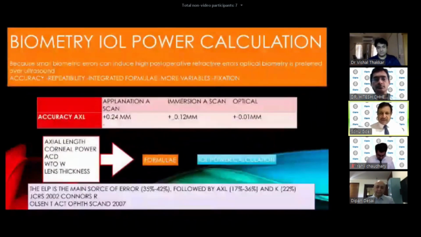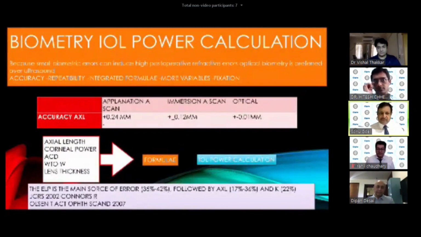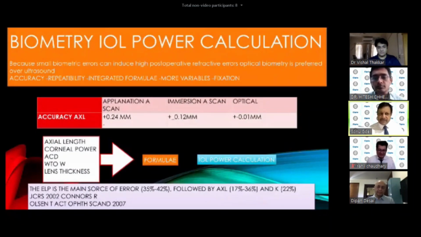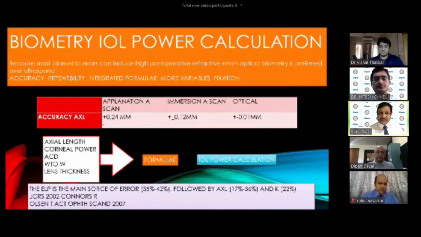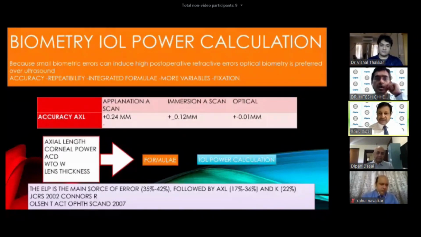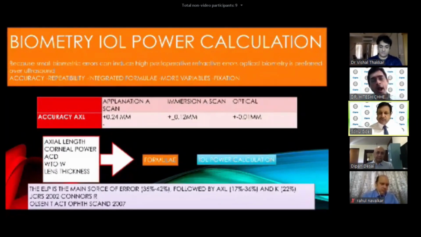So biometry, and we believe because small biometric errors can induce high post-operative refractive errors, optical biometry is preferred over ultrasound. Why? It is very accurate. It is a repeatable tool. It has integrated formulas, more variables, and you can always find out the fixation point. Bang on fovea, you can accurately calculate out the axial length.